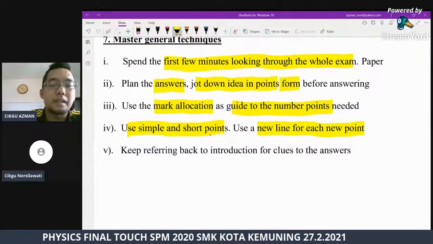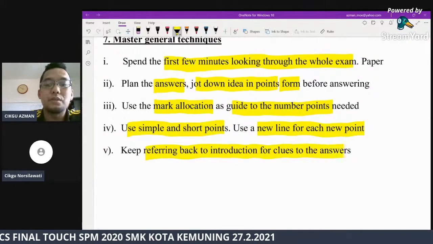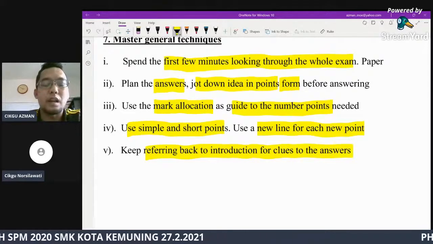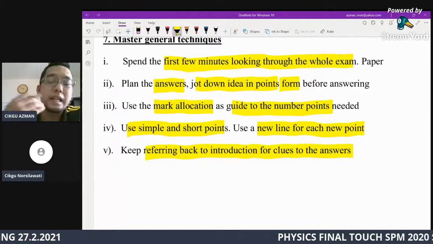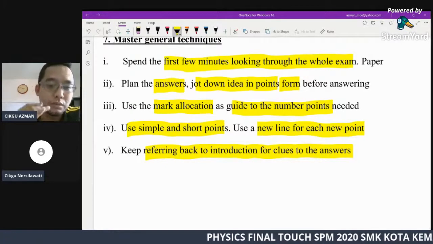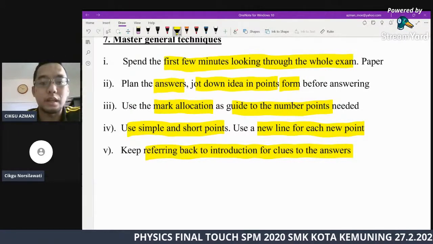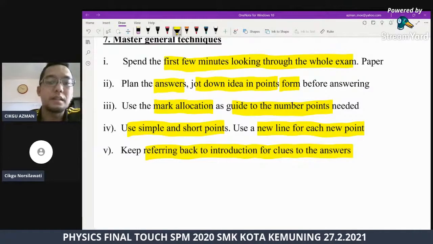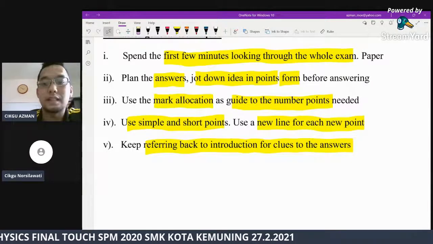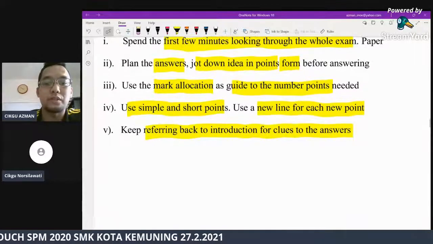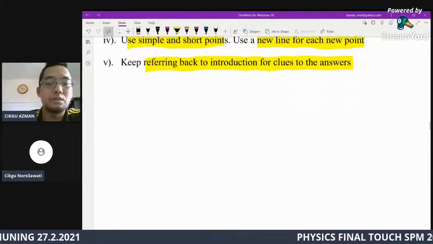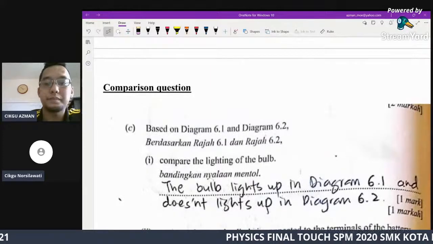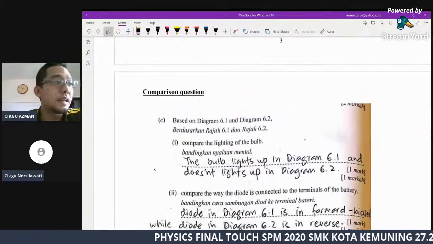Okay, keep referring back to introduction for clues to the answer. Kalau lah blur sangat, tak tahu dah nak terangkan apa, identify konsep tu. At least you tahu. Okay, at least you know that. Okay, for example, this one's chapter heat. This one, chapter force. Okay, then you can find clue to the answer. Okay, setakat ni.